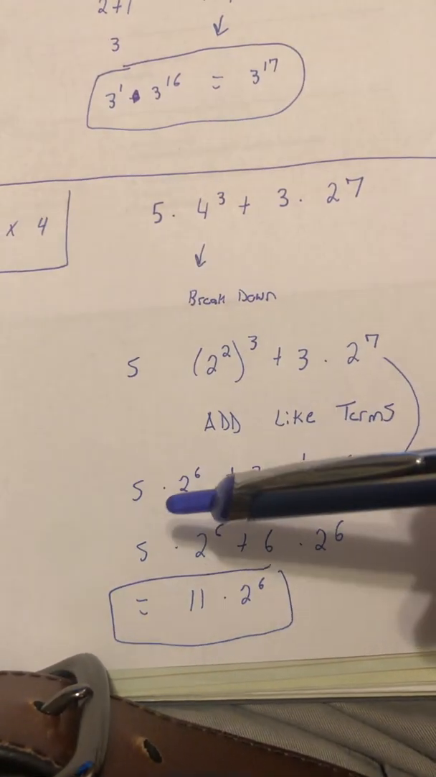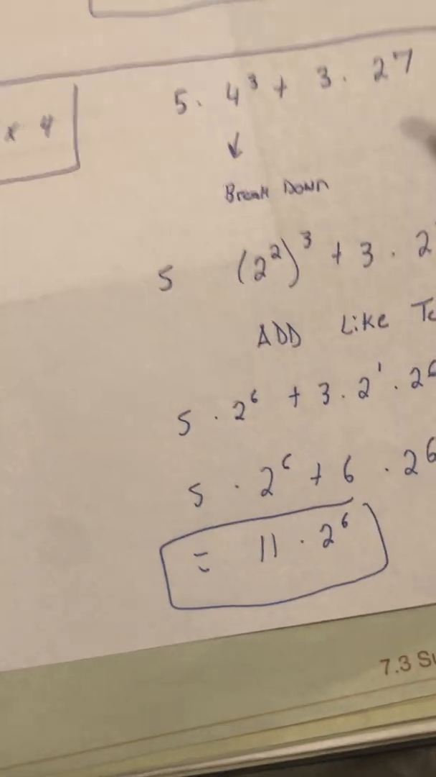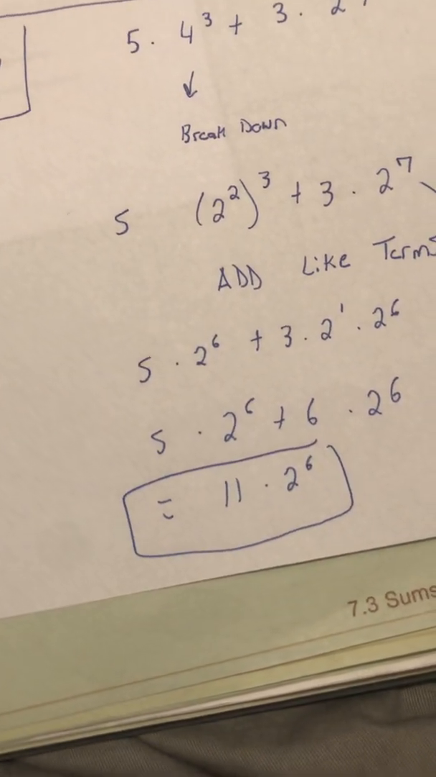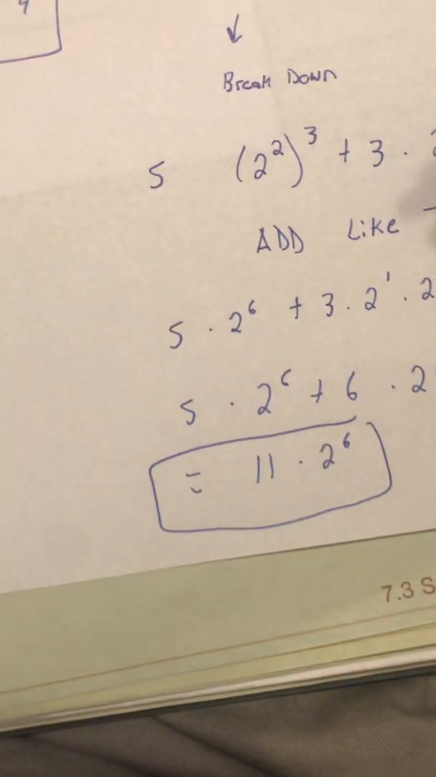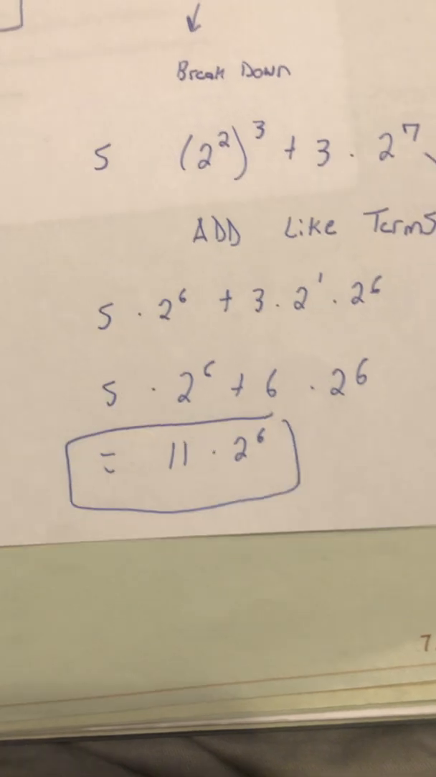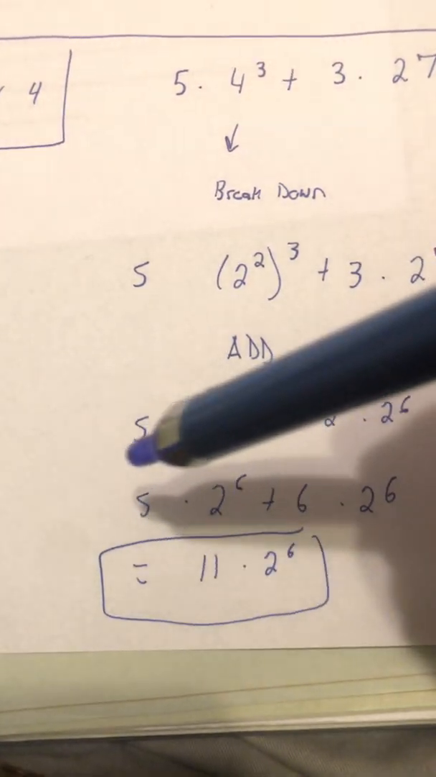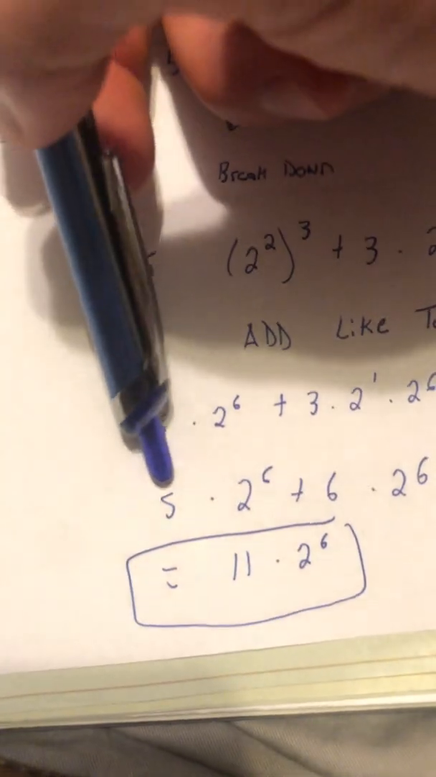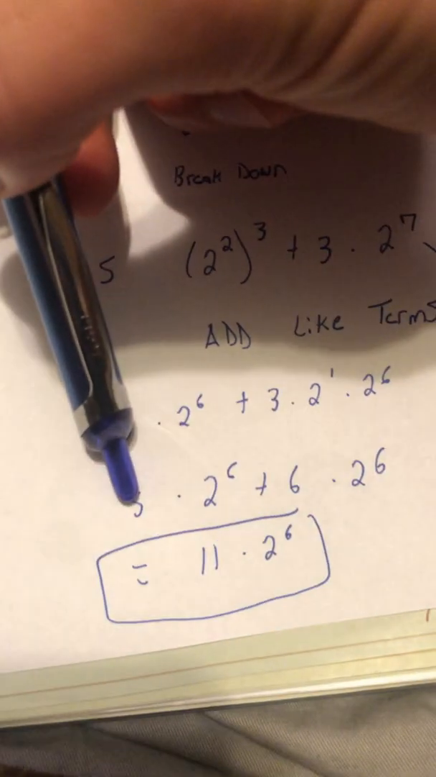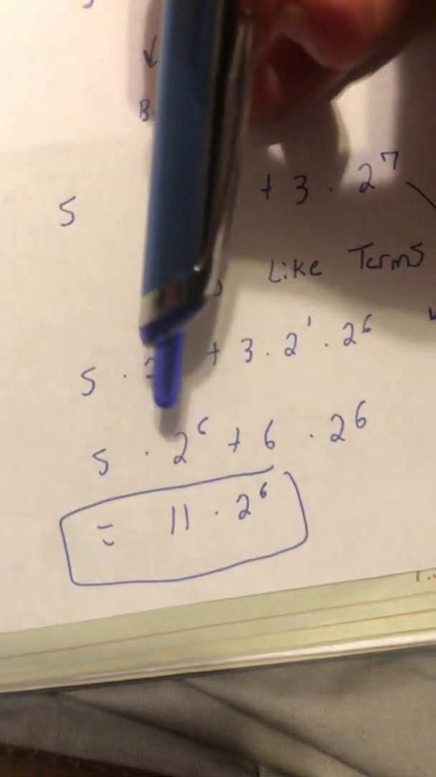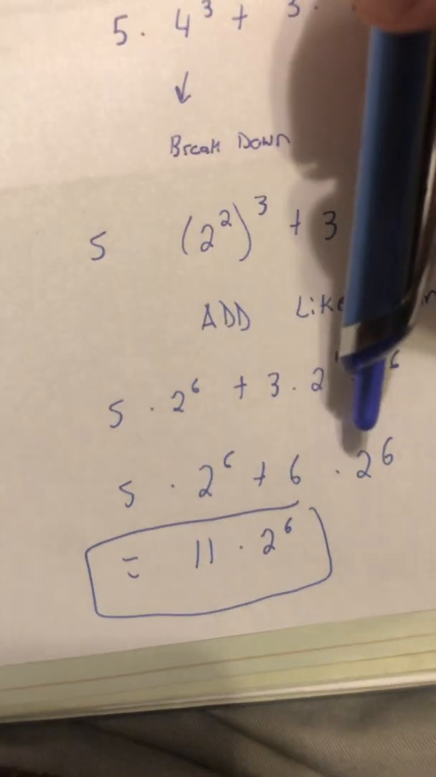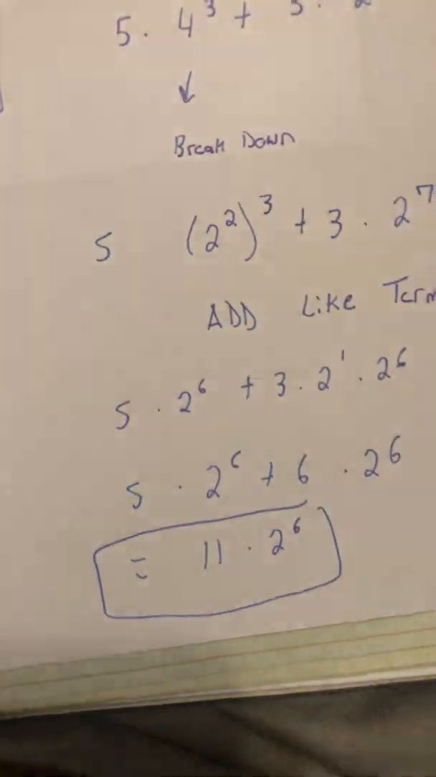So I've got 5 times 2, which is 5 plus 6. So basically what I'm saying is I'm adding these. Combining like terms, 5 and 6, gives me 11. These stay the same, 2 and 2. And you got 2 to the 11th.